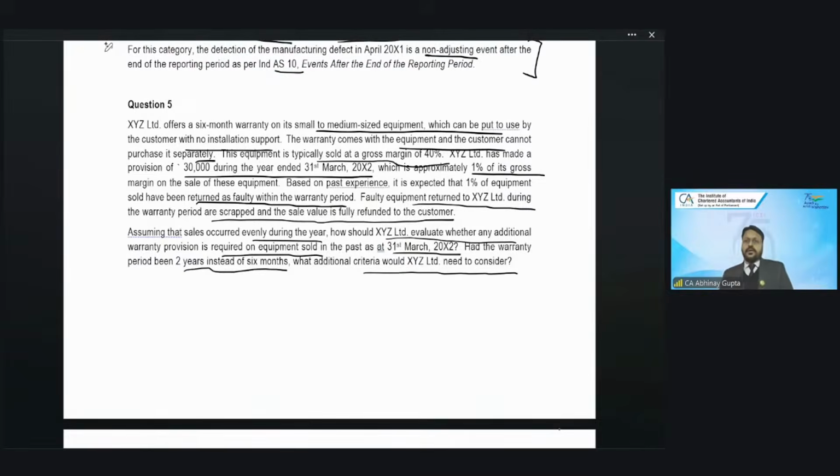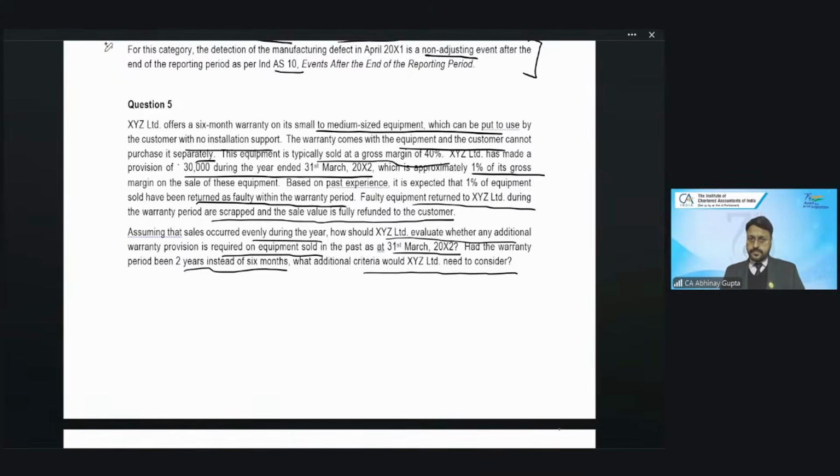Defective goods returned are equivalent to 1% of the gross margin. 30,000 is the provision amount the company has recorded. Is there any additional provision the company is required to record? What would have happened if the warranty period is extended from 6 months to 2 years? In that case, what additional criteria would XYZ Limited need to consider for the calculation of the warranty obligation provision? These are the facts. Do you want to give it a try?